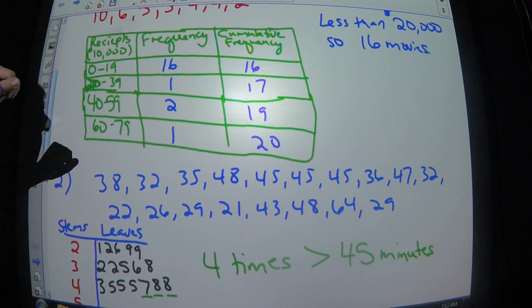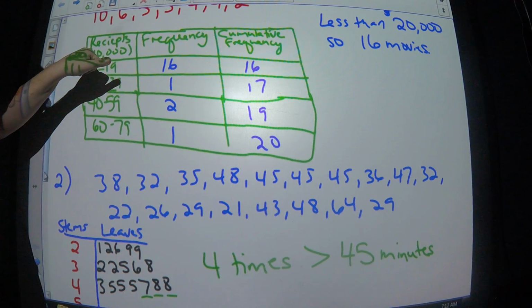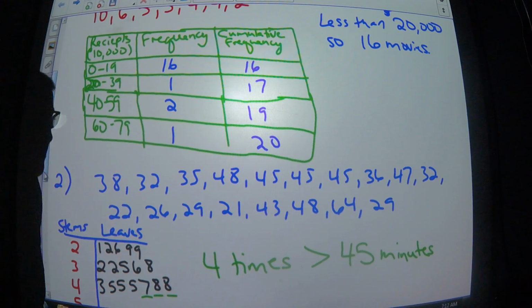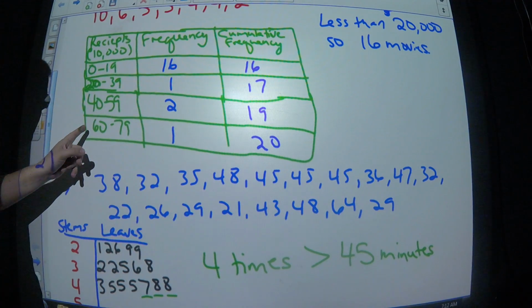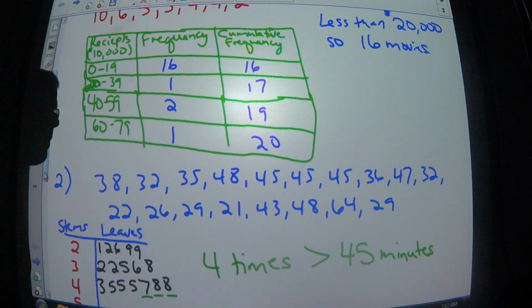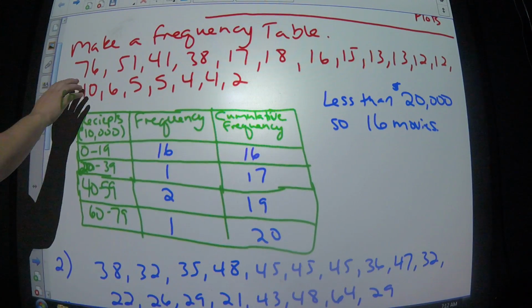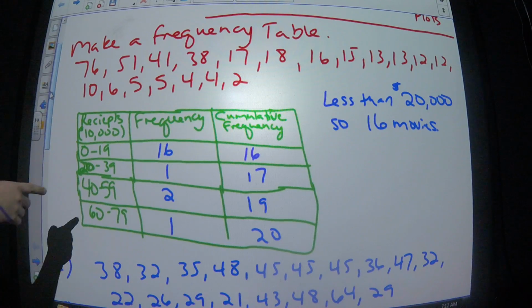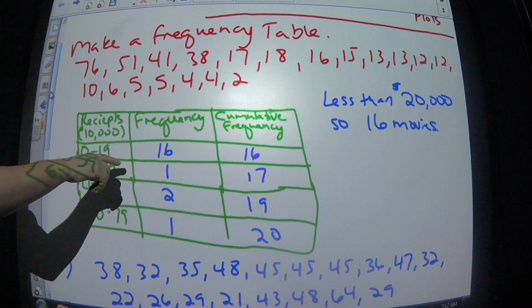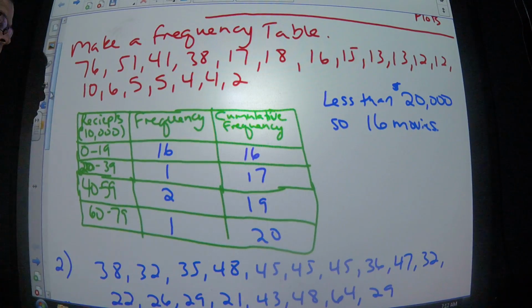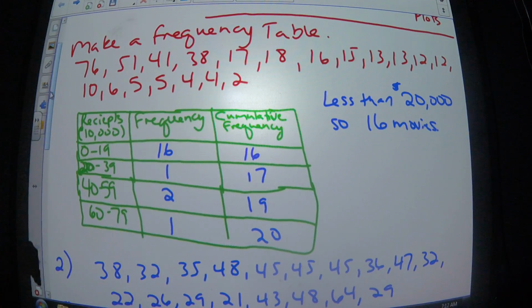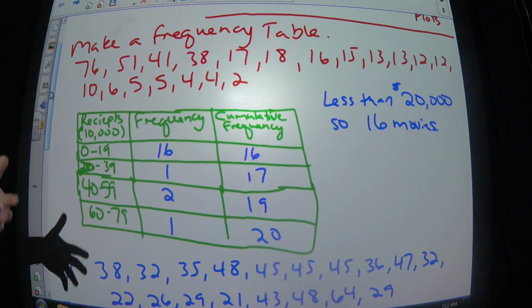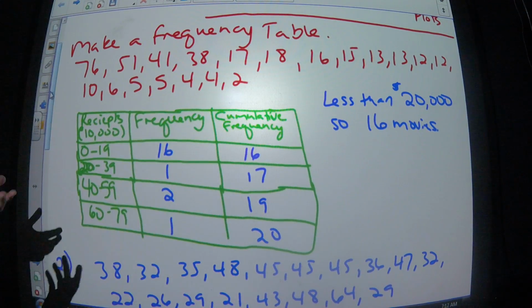So for instance, 0 to 19,000. Notice that these receipts are $10,000. So 0 to 19,000, 20 to 39,000, 40 to 59,000, and 60 to 79,000. Then you would take that data and count how many 0 to 19,000s you have. We had 16 that were less than $20,000. Then you would put the cumulative frequency, totaling up how many you've used. You would put 16 there.